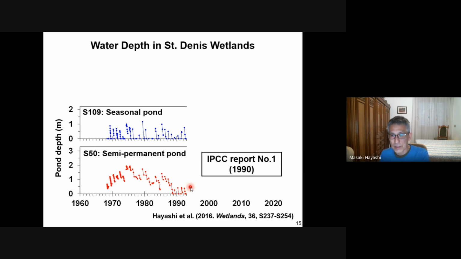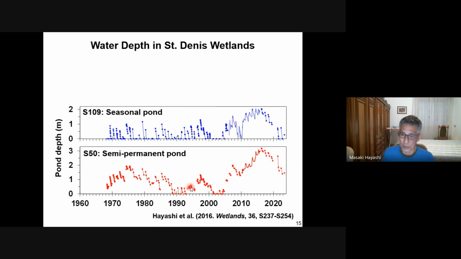And then 30 years later, this is what happened. The water in S50 came back and went down a bit. Well, it came back much bigger. So now this seasonal pond became permanent. You see that there is a shift in the hydrologic regime of these wetlands from time to time.